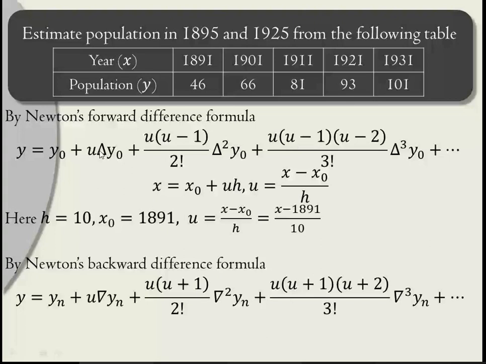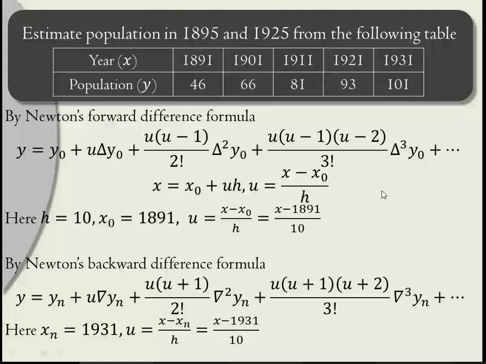Now here, H will be the same because the same table is there. Xn will be the last value, 1931. And for this, u will be X minus Xn divided by H. For forward we take X minus X naught, for backward we take X minus Xn. So Xn will be 1931, the last term, and u will be X minus 1931 by 10.